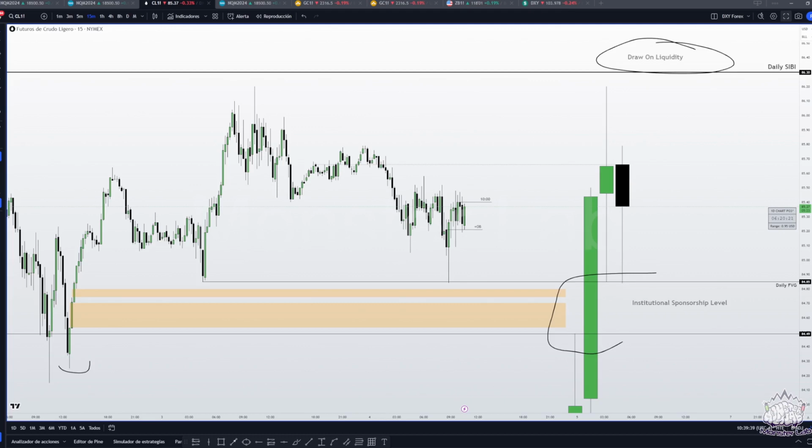The more clean here, or the more potential, it's crude oil. Crude oil doesn't have the expansion yet for the daily power of 3. But remember, it's one day before NFP. In terms of power of 3, this candle, for the moment, is in the change from manipulation to distribution.